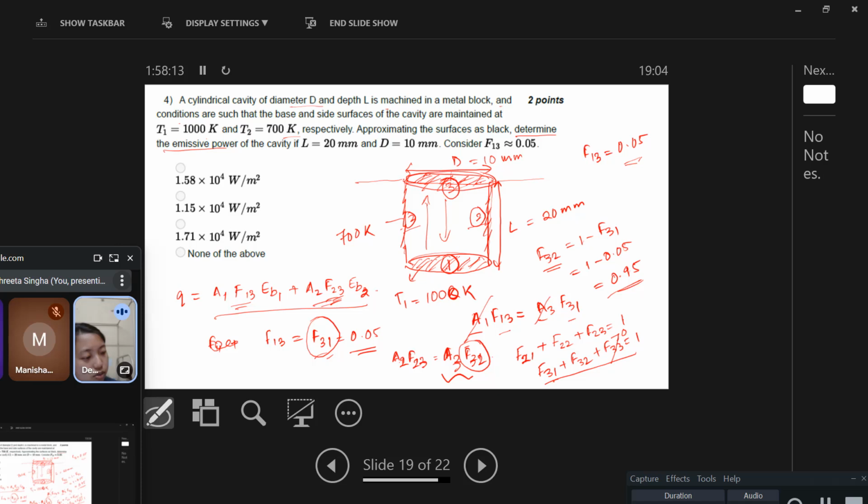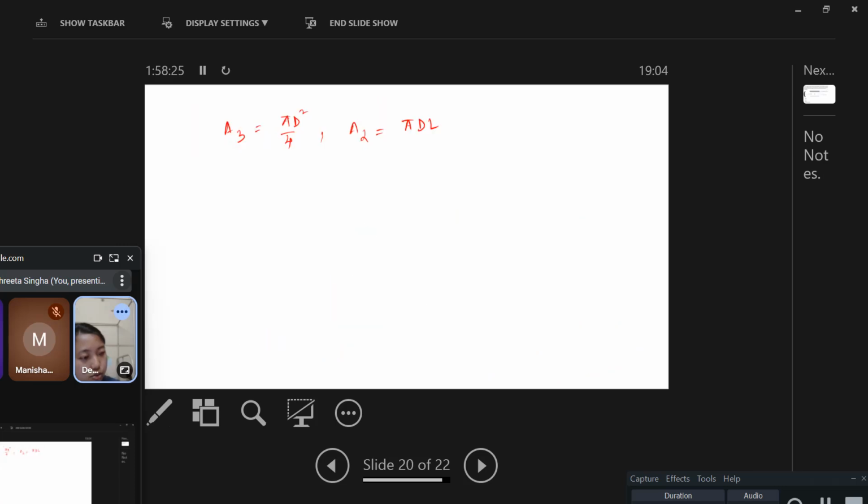Or you can directly calculate this also. Instead of A2 F23 you can write A3 F32. So we can calculate. You can directly calculate this Q. Q is equal to A1 F13.